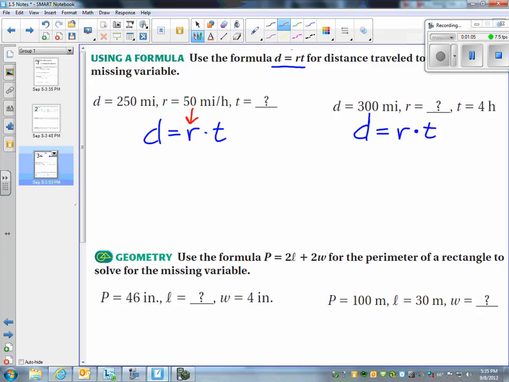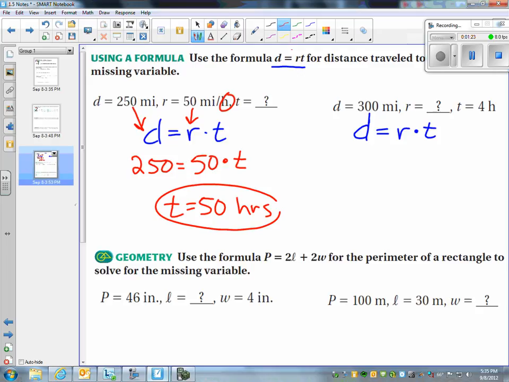So you fill in your numbers where the letters go. D equals 250, so where there's a D, I write a 250. R equals 50, so where there's an R, I write a 50. And T we don't know, so we just leave that as a letter. We divide, and T equals 5 hours, because hours were in the rate. So that's the answer there. Like I said, these are really easy.